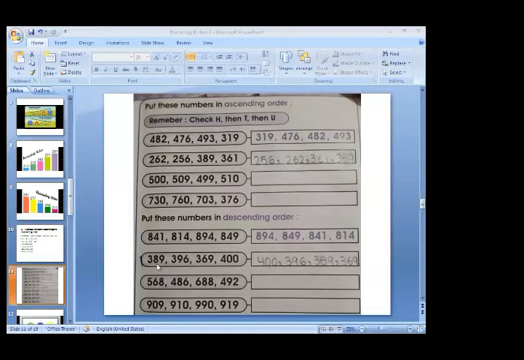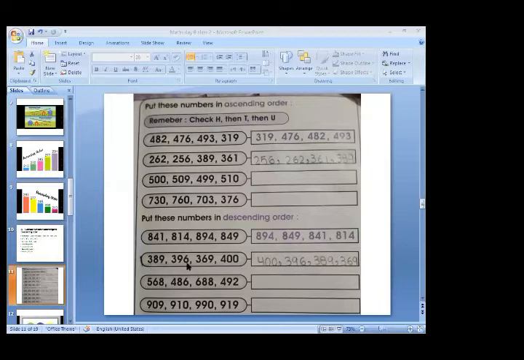First, we check the hundreds place. There is 3, there is 3, there is 3, and in this value, 4 is at the hundreds place. So 4 is bigger, so we write 400, comma. After 400, 3 values are remaining: 389, 396, 369.